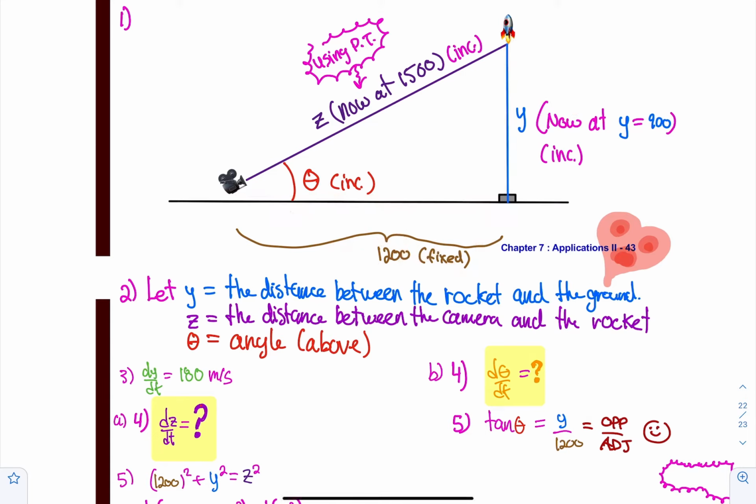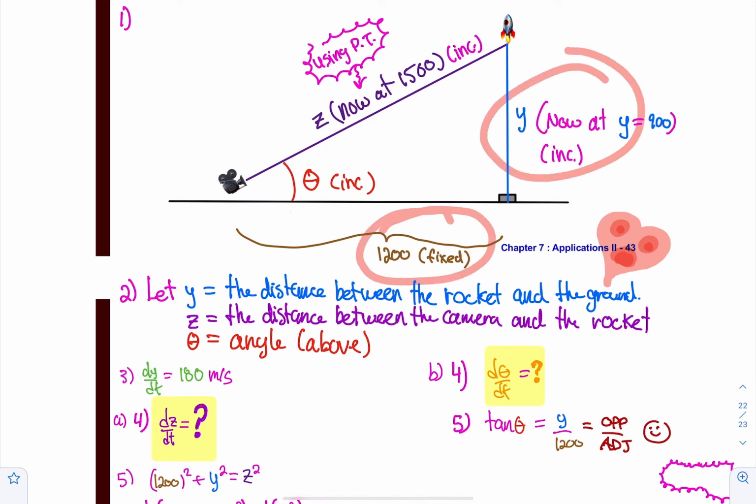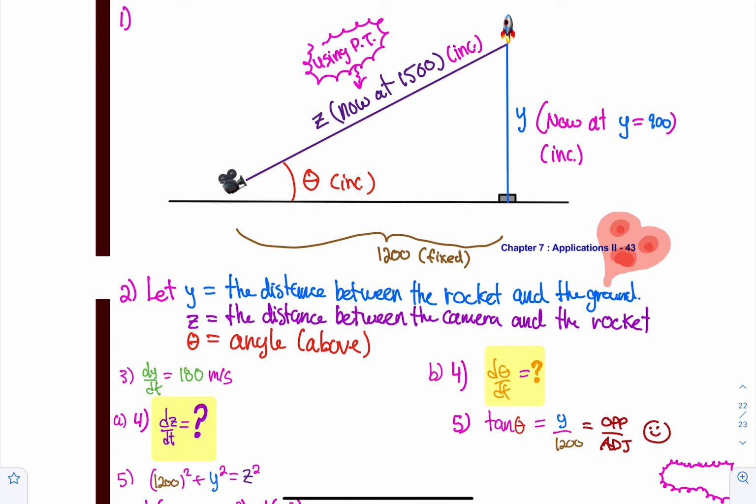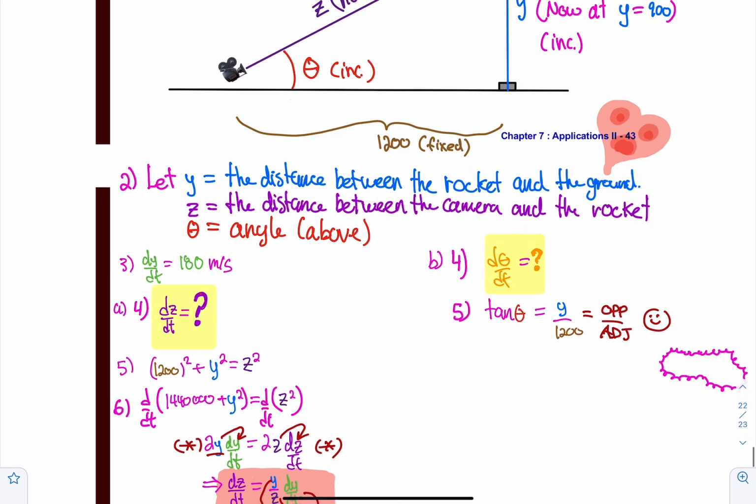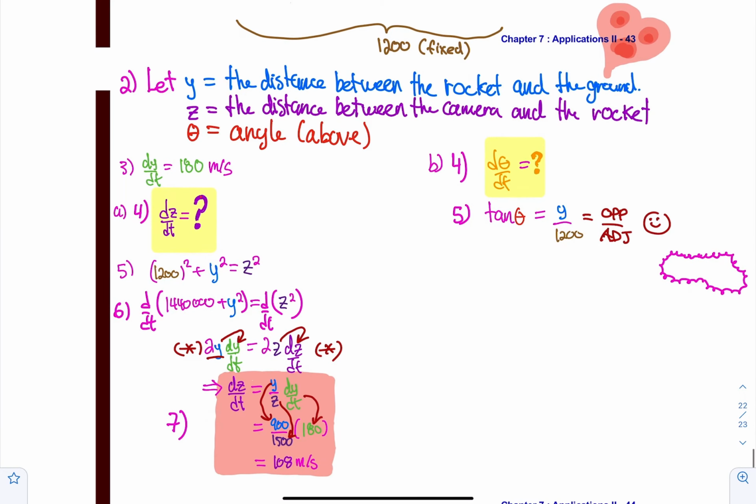So the adjacent side to me is very precious. If you have to use a ratio between two sides in a right triangle and one of the sides is a constant, if you want to simplify your life, use that side. Okay, so now that we have a formula that links theta and y, we're going to differentiate that formula on both sides. So we're going to compute d/dt on both sides.